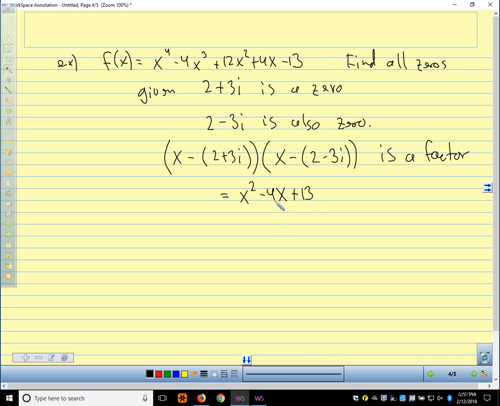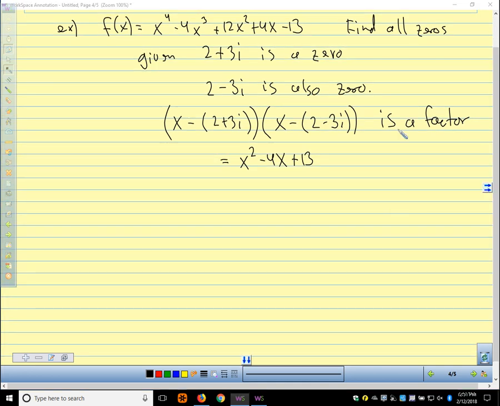Well, since this is a factor, if I divide by this, my remainder is going to be 0, and I'll have another factor. So we're going to do long division, because we don't want to miss out on a chance to do long division. All right, so let's do this long division. What do I multiply x squared by to get x to the fourth? x squared. Multiply this out, get x to the fourth minus 4x to the third plus 13x squared.